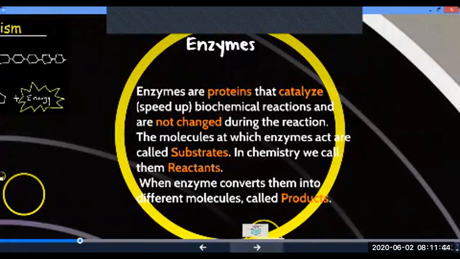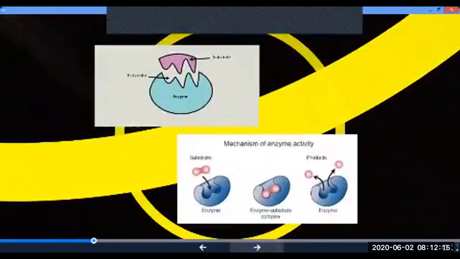We know that enzymes are protein in nature, they speed up the biochemical reaction, and in doing that, they are not changed. They remain there in the medium. They do not change their shape. They are not spent during the reaction. And the reactants here are called substrates. And when it converts into something new, they are called products. And this is done by enzymes.